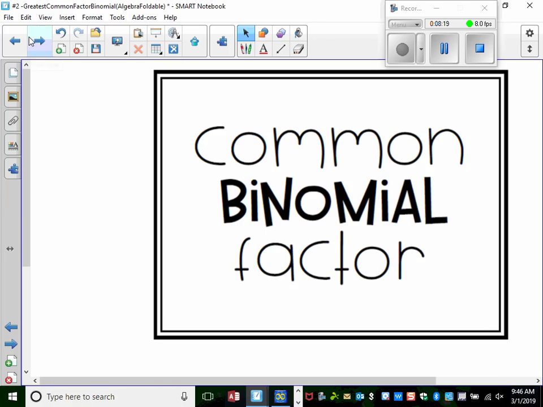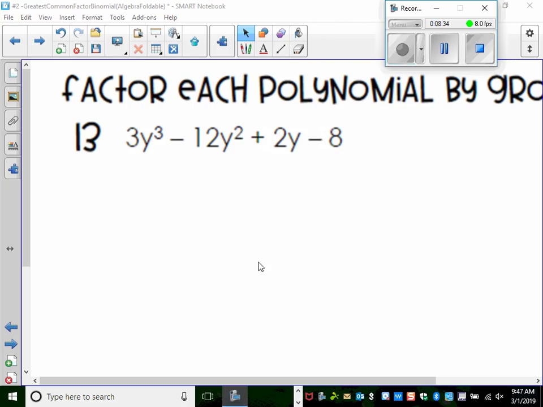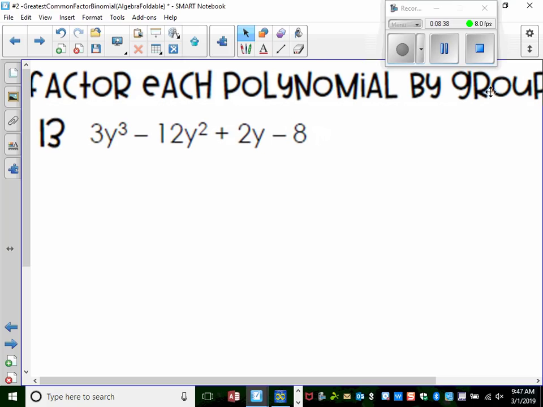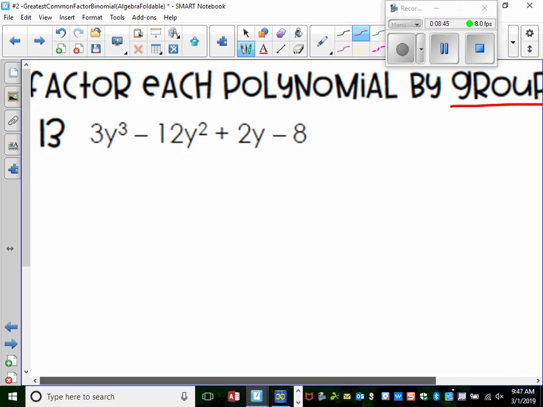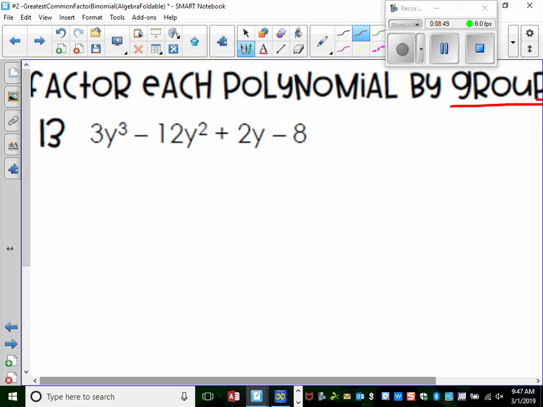All right, so now we're going to get into what we call common binomial factor. All right, common binomial factor. We're going to actually skip to question 13. So go to question 13. We're going to come back to 9 through 12. So this is where we're going to do something a little differently here. There's a method that's called factor by grouping. So underline the word grouping, because it's a different type of factoring.